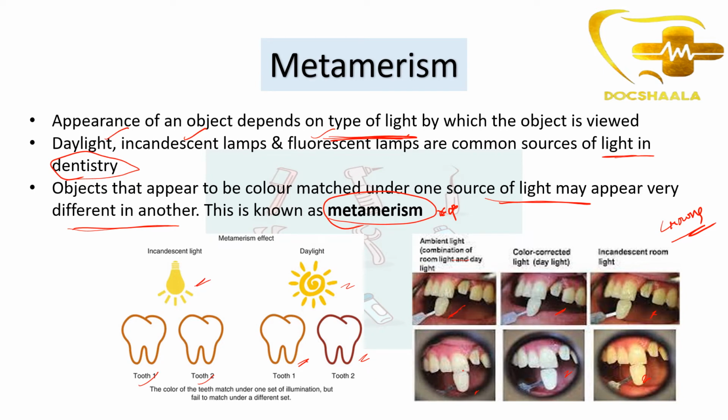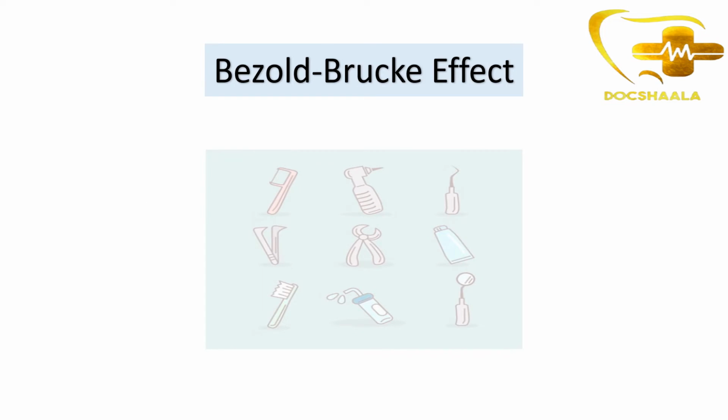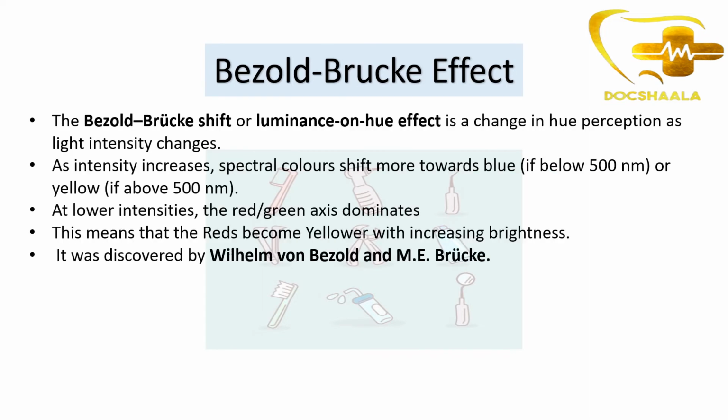So this is what is metamerism. Then the Bezold-Brucke effect. The Bezold-Brucke effect, or Bezold-Brucke shift, or luminance on hue effect, is a change in hue perception as light intensity changes. Hue is nothing but basic color, right? So the basic color itself sometimes changes because of the intensity of light that we are viewing it under.